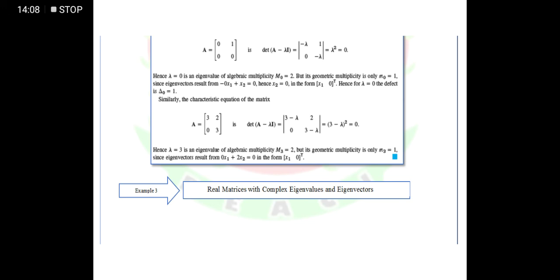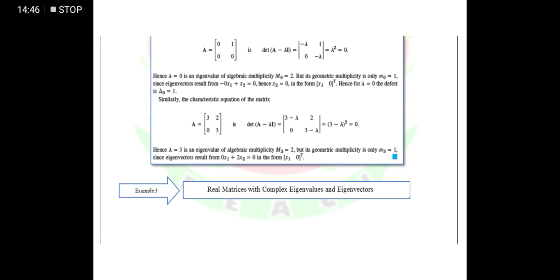So, hence, lambda is equals to 0 is an eigenvalue of algebraic multiplicity m sub o is equals to 2, but the geometric multiplicity is only m sub o is equals to 1 since the eigenvectors result in 0, x1 plus x2 is equals to 0. Hence, x2 is equals to 0 in the form of x1, 0, x1 and 0 vector. Okay, hence, lambda is equals to 0. Defect. The defect is lambda. Therefore, the defect is equals to 1.